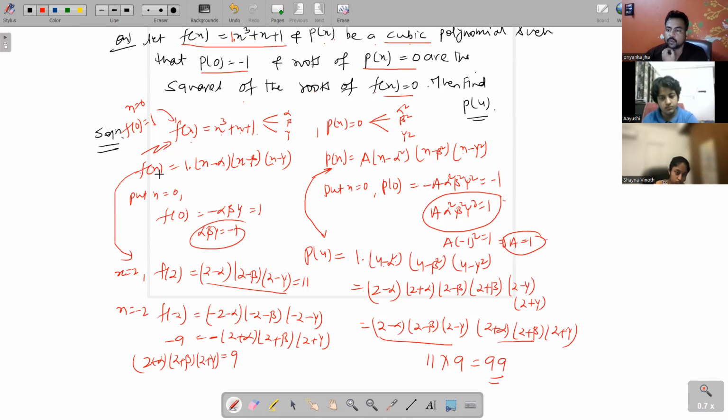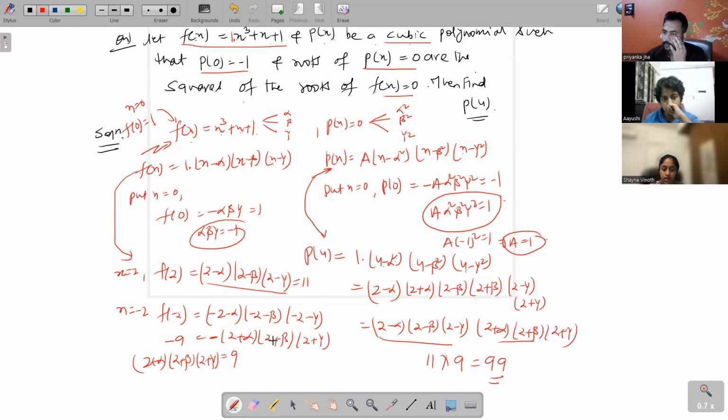So here I put x equal to 2 once. F2 is 2 minus alpha, 2 minus beta, 2 minus gamma. So exactly the same term we got. So you have to find F2. Put x equal to 2 in this equation. You will get F2 as 2 cube plus 2 plus 1. That is 11. Similarly, we put x equal to minus 2 once.